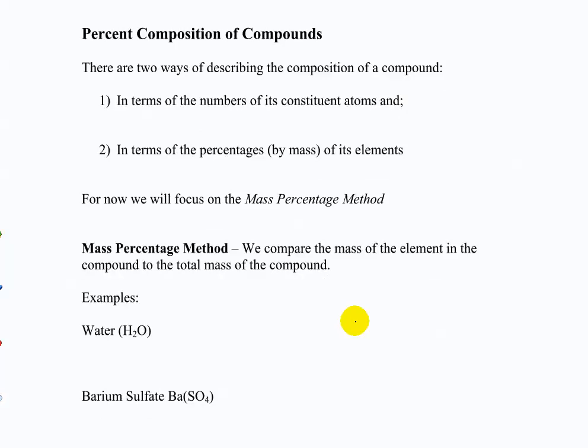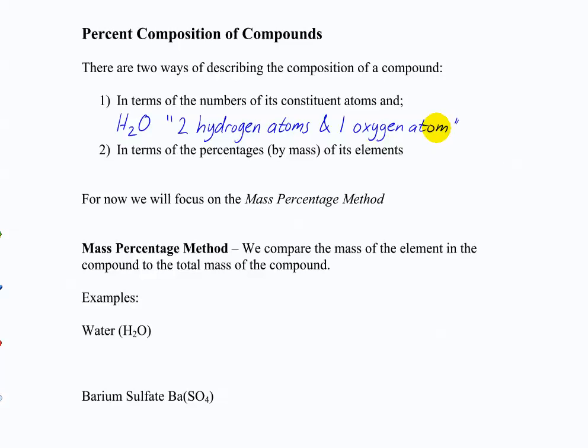Okay, two ways of describing the composition of a compound. Fairly straightforward. You can have the numbers of constituent atoms, meaning what we kind of just talked about. If you had something like H2O, you could describe it as made up of two hydrogen atoms and one oxygen atom. Okay?